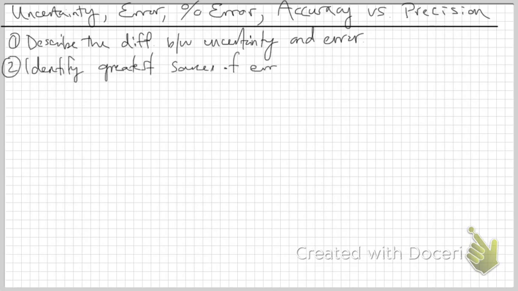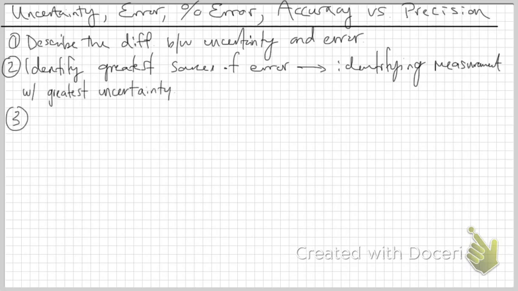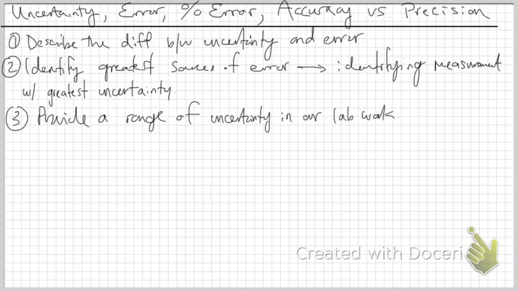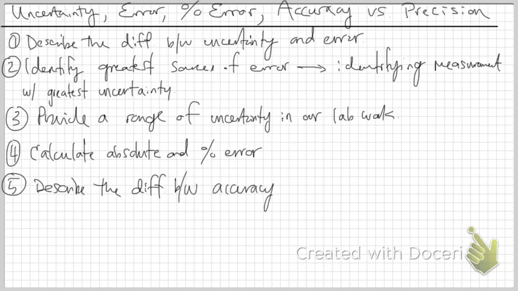What else? We want to be able to identify the greatest sources of error, which means identifying measurements with greatest uncertainty. Provide a range of uncertainty in our lab work. Okay, so we did that, or should have done that, for our height lab. We want to be able to calculate absolute and percent error. So if we have not done that for our lab from Friday, you need to make sure you have that completed for tomorrow, so we can talk about that since we missed some people due to a class meeting at the end of class. And what else? We want to be able to describe the difference between accuracy and precision.